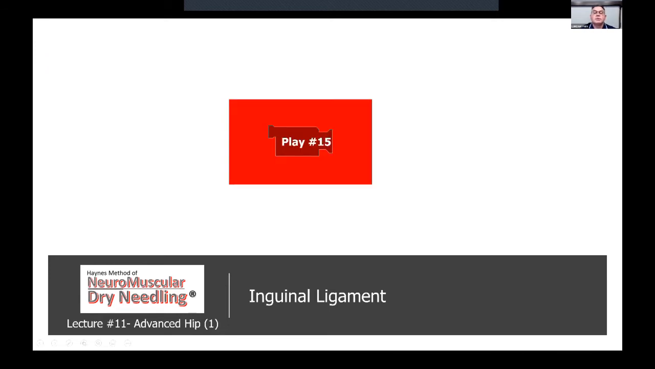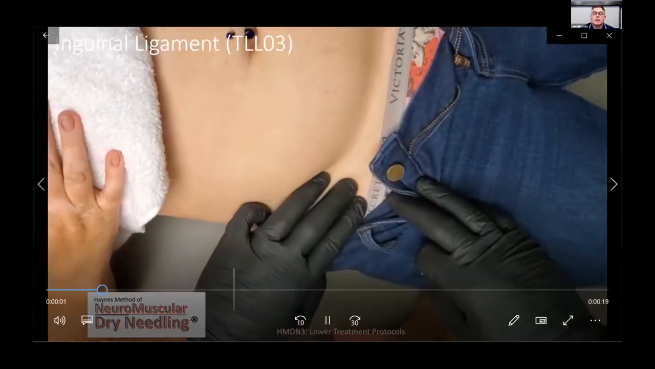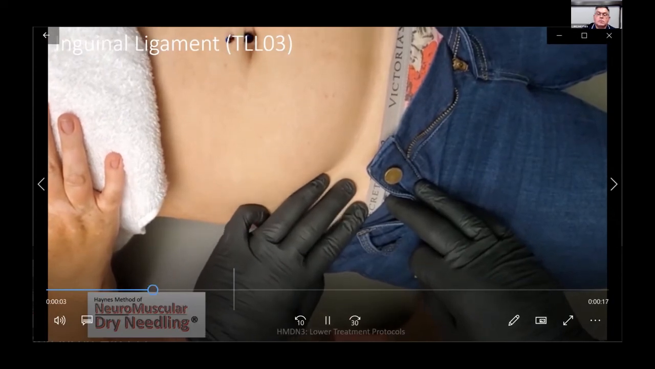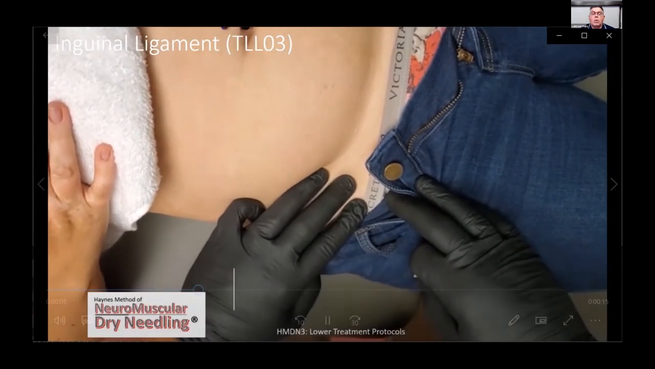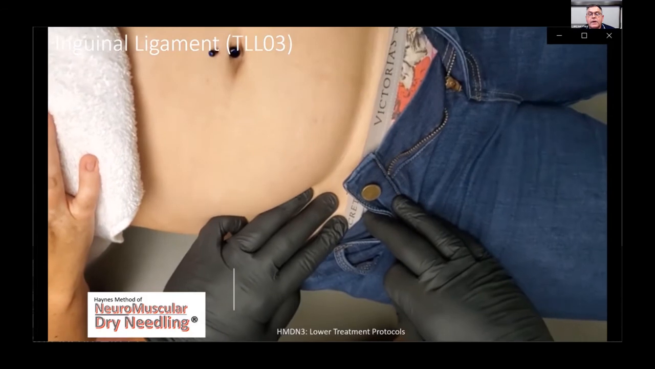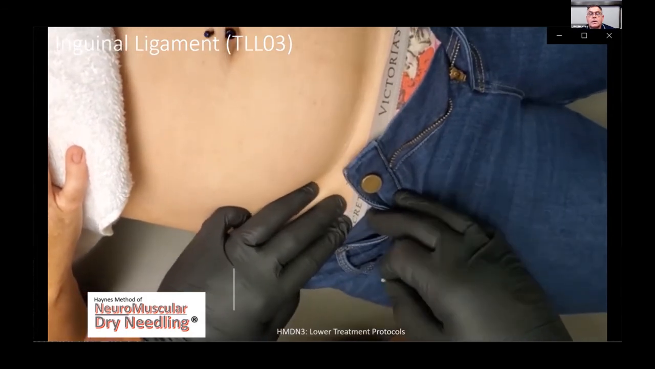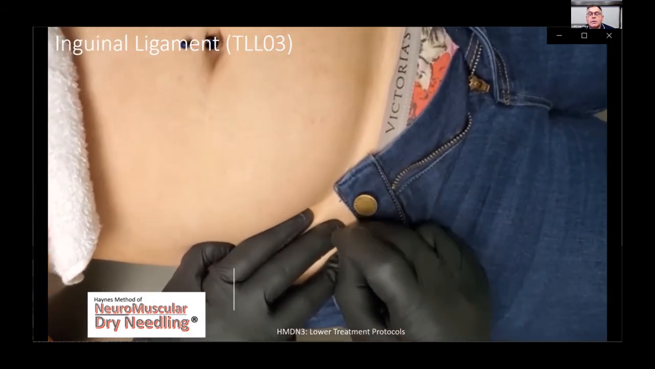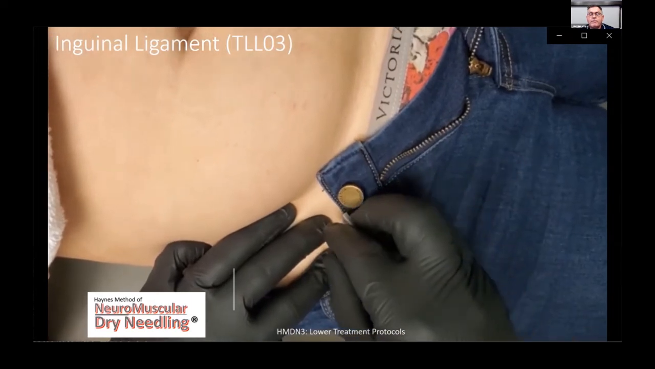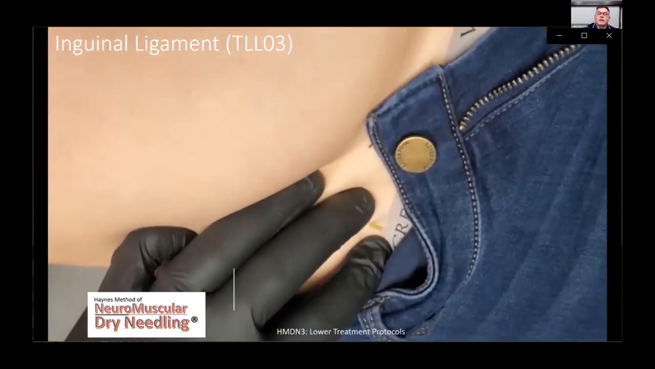So let's jump to number 15. Again, ASIS, we'll move 1 finger breadth inferior, 1 medial, 1.5 centimeters for the inguinal ligament.